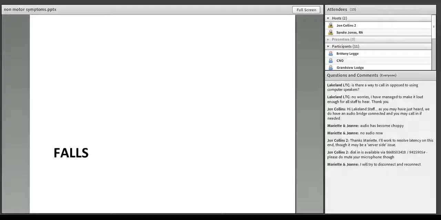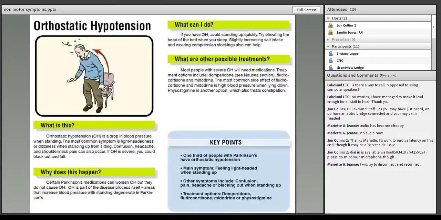But some other contributing factors are, for example, orthostatic hypotension. That simply means it's a drop in blood pressure when standing. The most common symptom that the person with Parkinson's will describe is lightheadedness and dizziness, particularly when going from a sitting to a standing position. It can also occur when they're going from a lying to a sitting position. Sometimes people complain that they feel more confused at these times. They can also have shoulder pain as well as an increase in their level of fatigue.